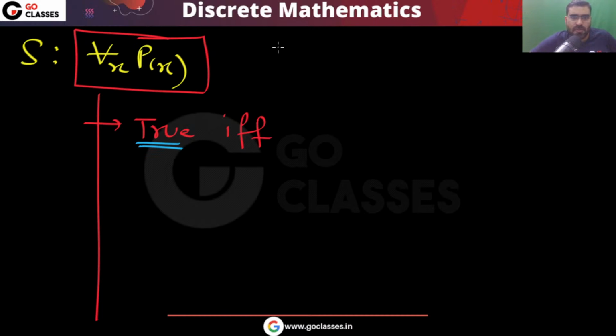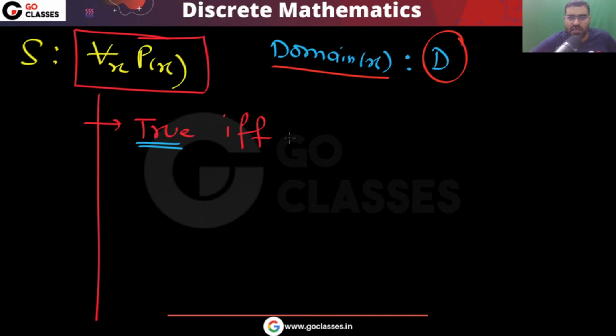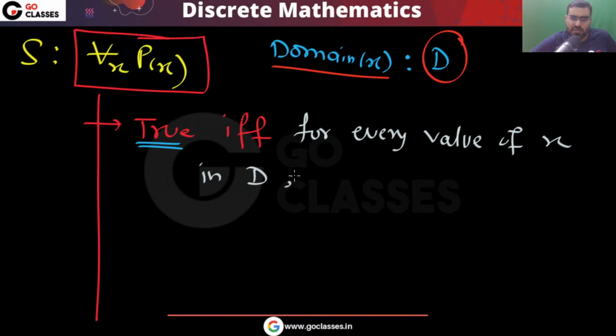Let's assume the domain of x is D. This D is the domain of x. Now you tell me when this will be true. This statement, for all x p(x), for every value of x, this p must be true. So you can notice this will be true if for every value of x in the domain of x, p must be true. So then it will be true.